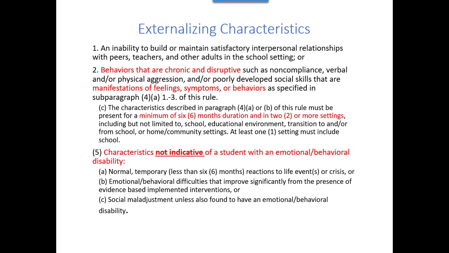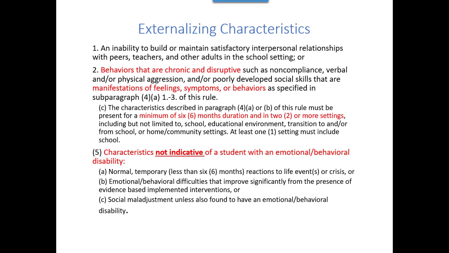The externalizing conditions, these things about inability to maintain relationships, behaviors that are chronically disruptive, but these disruptions have to be a manifestation of internalizing feelings or symptoms. You're not being disruptive because you enjoy being disruptive. You're being disruptive because you have anxiety or because you have psychosis, etc. And then here, this says the characteristic for this rule must be present for a minimum of 6 months duration and in 2 or more settings.